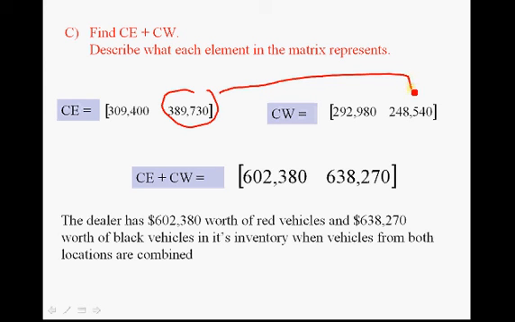You add the next element, the A12 element, to this element here, and you get $638,270. And what do these represent? Well, again, this is the red and this is the black, but this is the total value. The dealer has $602,380 worth of red vehicles and $638,270 worth of black vehicles in its inventory when vehicles from both locations are combined.